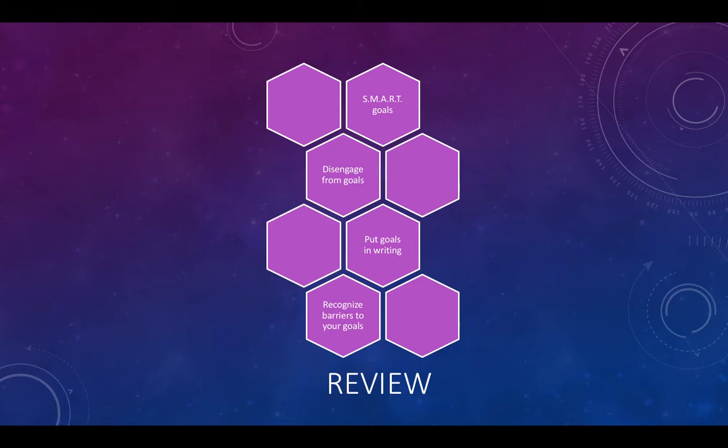Then we want to be sure that we disengage from our goals. If they're too challenging or we are encountering a ton of barriers, we want to be able to disengage from those goals. Then we want to put our goals in writing. You're more likely to adhere to pursuing these goals if you put them down in writing and put them somewhere where you can see them. And then finally, we want to recognize barriers to your goals. By recognizing barriers, they act as roadblocks, and we will take a detour to get to your goal somehow.